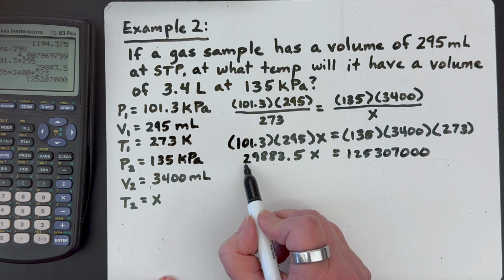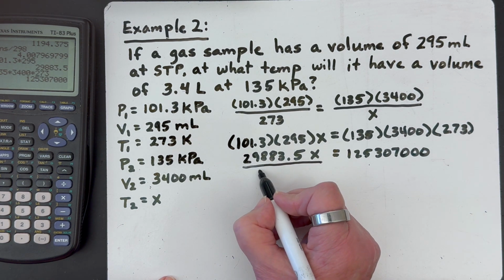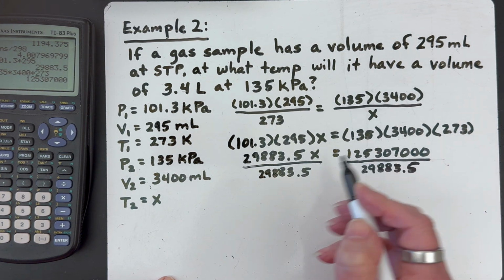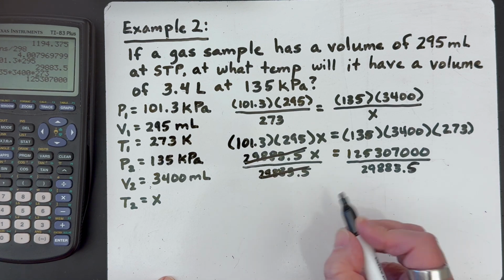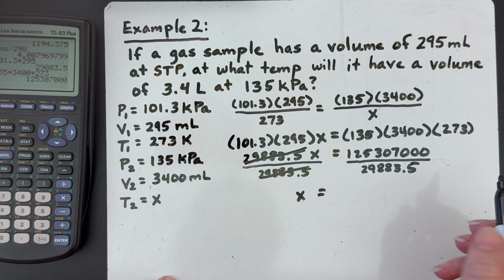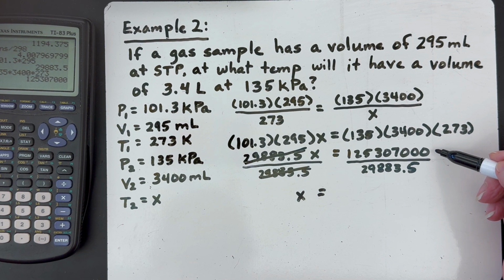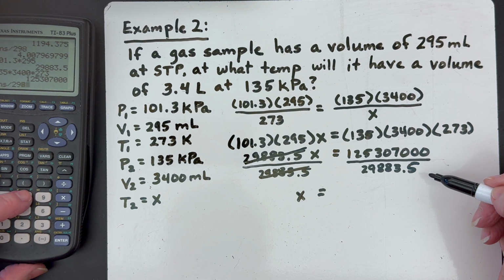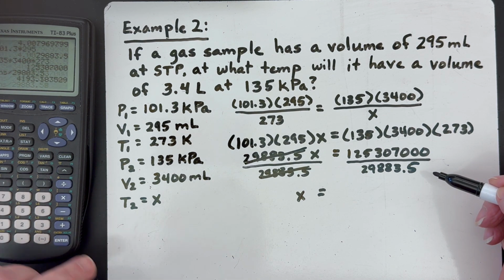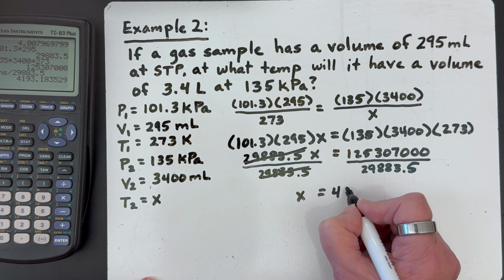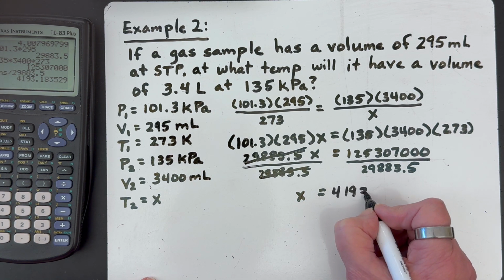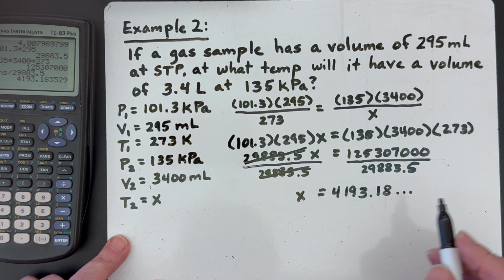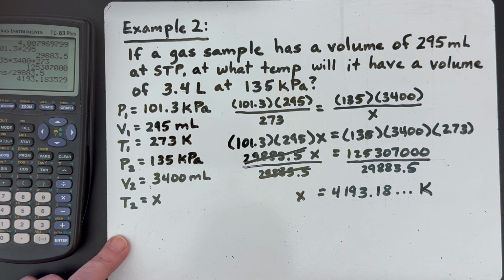Now to solve for x, we need to divide by this number that's in front of x on both sides. On the left side, that cancels and we're just left with x. On the right side, we need to take this big number and divide it by 29,883.5 equals 4193.18, etc. And remember, this is coming out in Kelvin, our temperature.